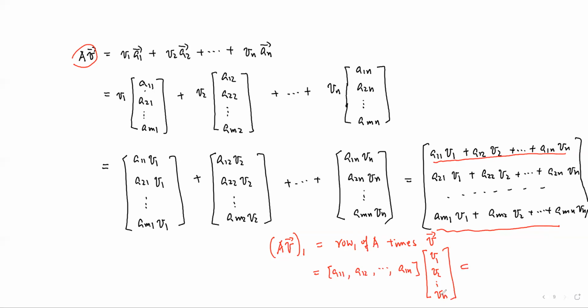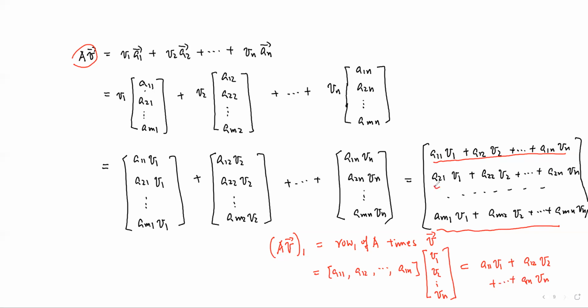This vector times this vector means A11, the first entry, times V1, plus A12 times V2, plus A1n times Vn. So in A times V, the first entry is row 1 of matrix A times the vector. Row 1 times the vector means the sum of products of the corresponding entries.